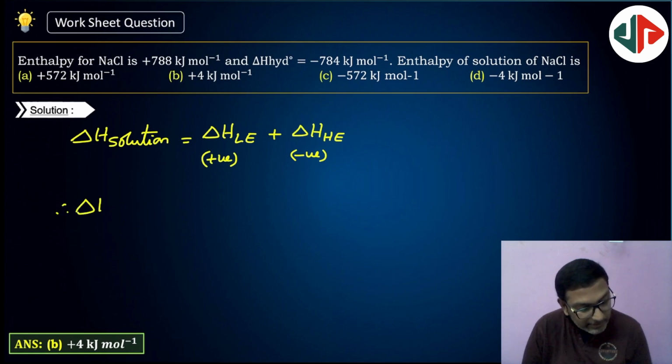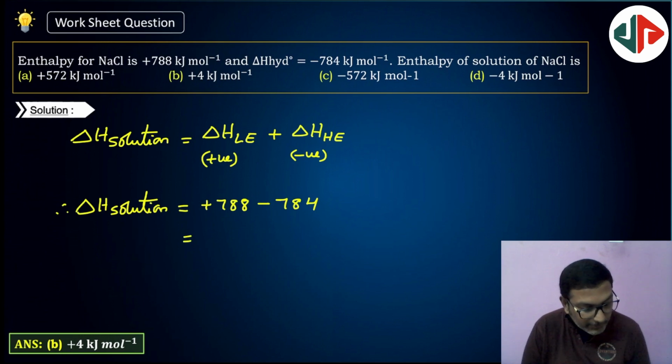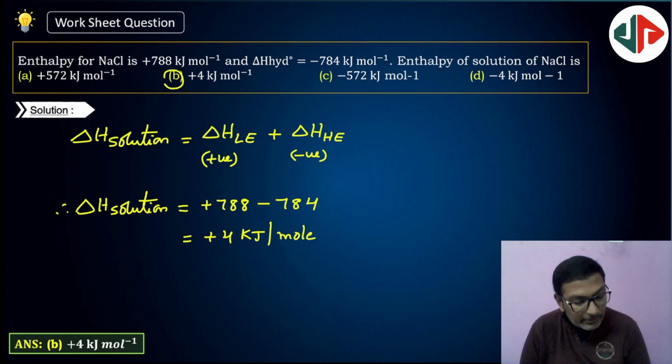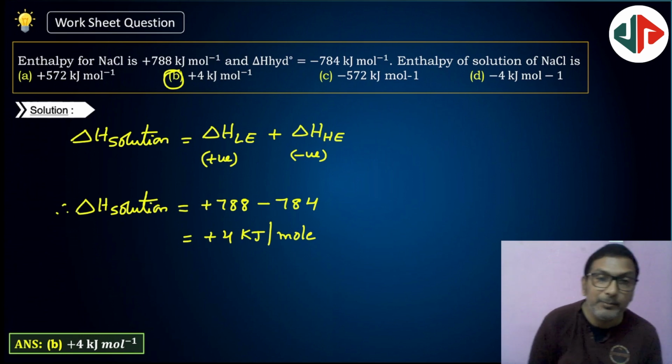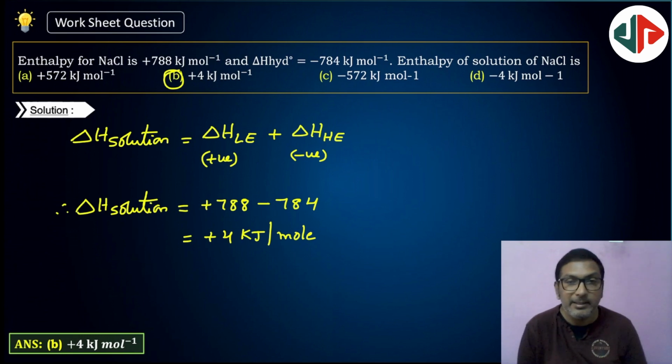Therefore, delta H of solution will be equal to delta H lattice, which is plus 788, minus 784. Therefore, plus 4 kilojoules per mole. Plus, option B. Very, very important: hydration energy is always negative. Next.